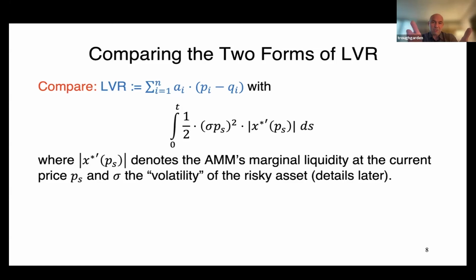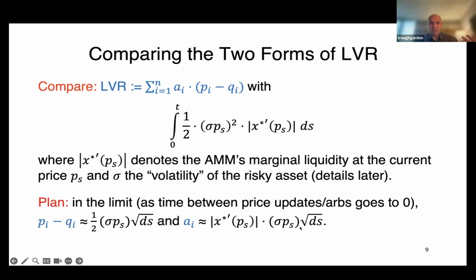We've got a product of two terms in the blue formula. We've got a product of two terms in the black formula. Can we match them up? And just so you know where we're going, the answer is going to be yes. And so basically, the quantity term, so the delta x's, that's going to be dictated by the marginal liquidity. And also it's going to pick up one of the factors of sigma times P sub s.